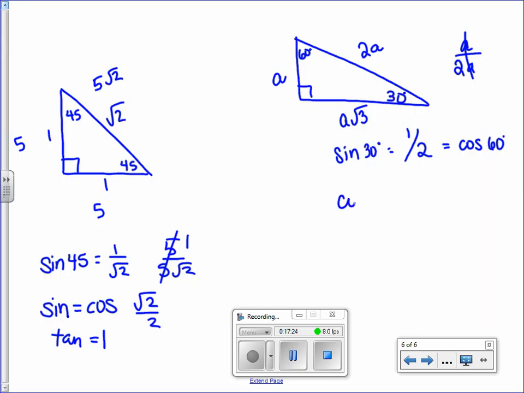Alright, cosine of 30 is going to equal the sine of 60. But what is it? Square root of 3 over 2.